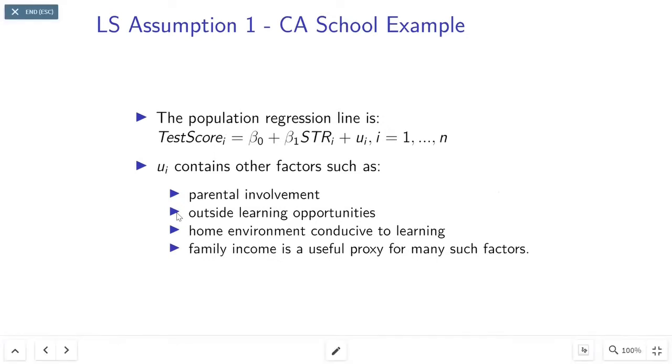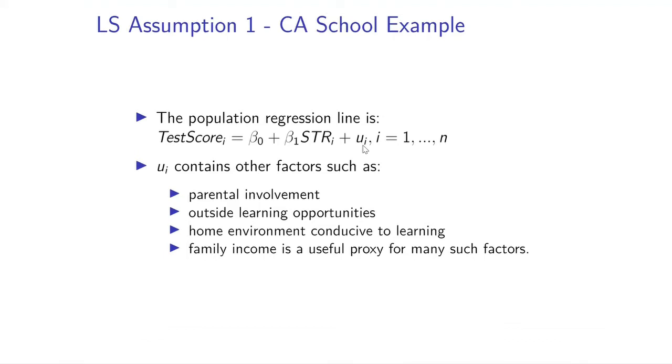In the California school example, the only explanatory variable used to explain the variation in the test score is STR. Previously, we have found that the R-square of this regression is only 5%, indicating that STR can only explain 5% of the variation in test score. That means 95% of the variation in test score can be explained by factors still remaining in the residual.